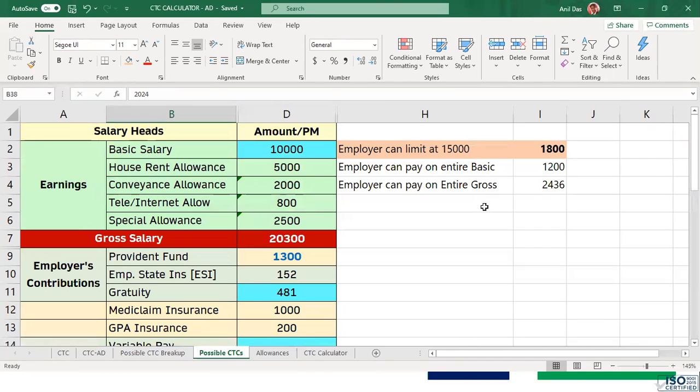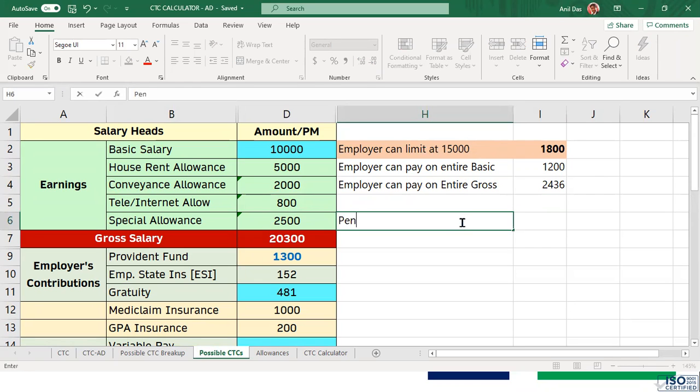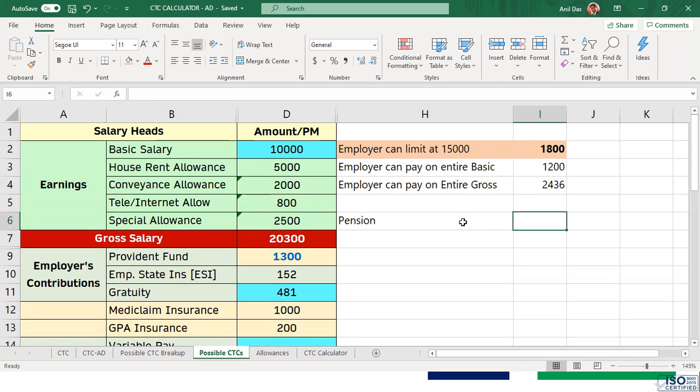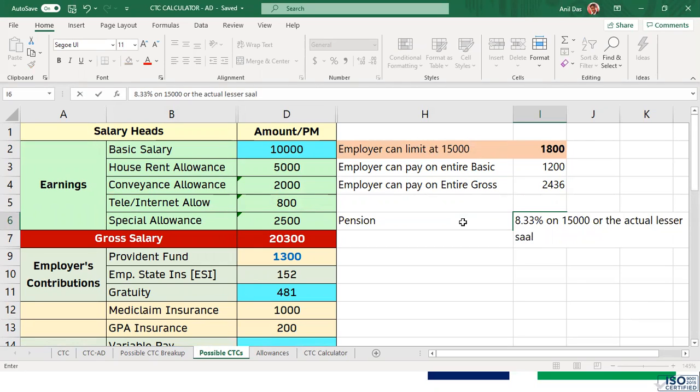Yes, we will look in this case. The employer can contribute on 15,000. Employer can also contribute on total 20,000. But when we contribute in pension, it will always be 8.33% on 15,000 or the actual lesser salary.